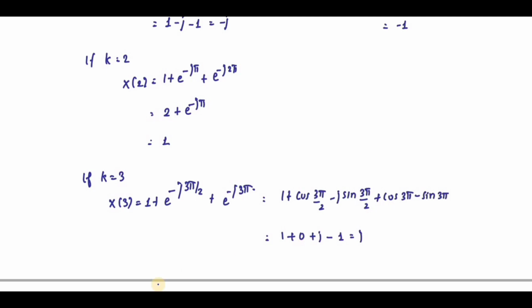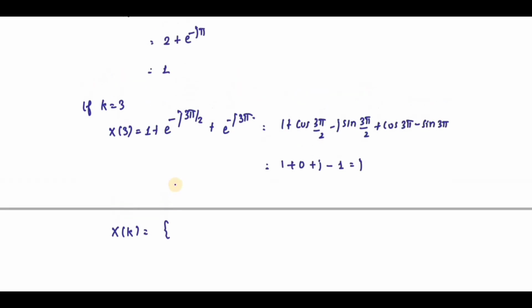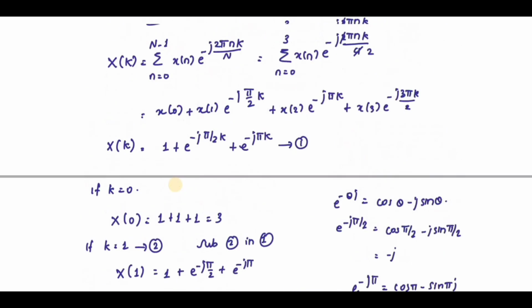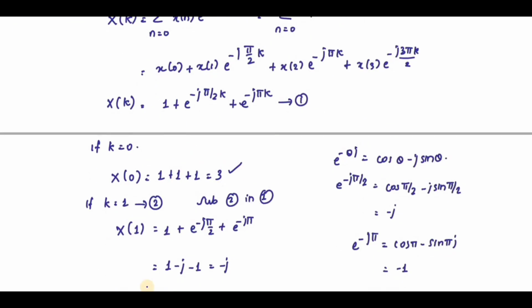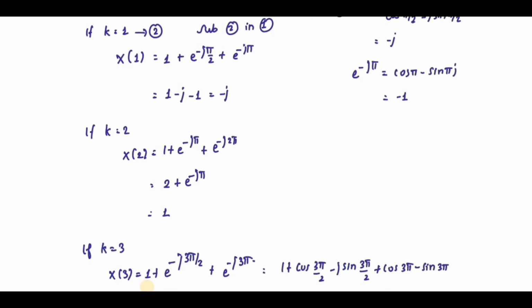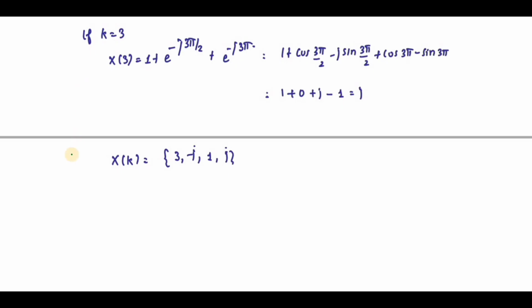So what is my X of k? X of k is equal to X of 0 is 3, here 3, minus j, 1 and j. 3, minus j, 1 and j. So this is your X of k value.